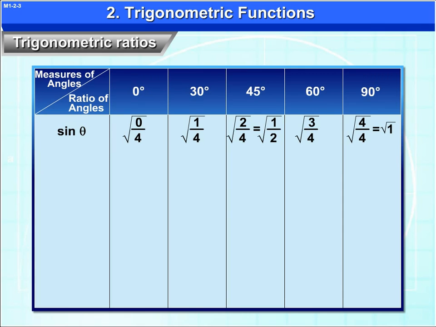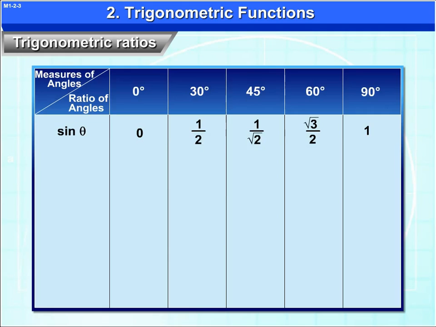Now let us take square roots. Square root of 0 upon 4, that is square root of 0, that equals 0. Square root of 1 upon 4 is equal to 1 upon 2. Square root of 1 upon 2 is equal to 1 upon root 2. Square root of 3 upon 4 is equal to root 3 upon 2. And square root of 1 is 1. If you see our completed table, these are the values which we need in the table.